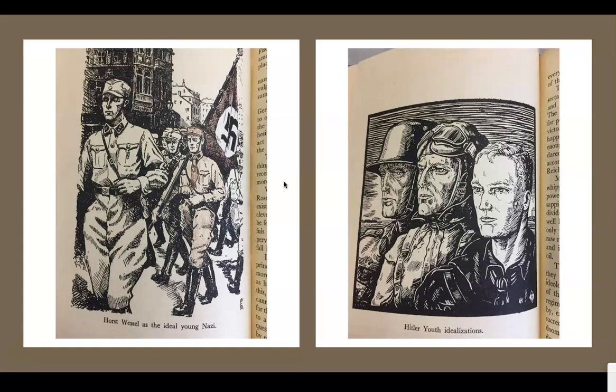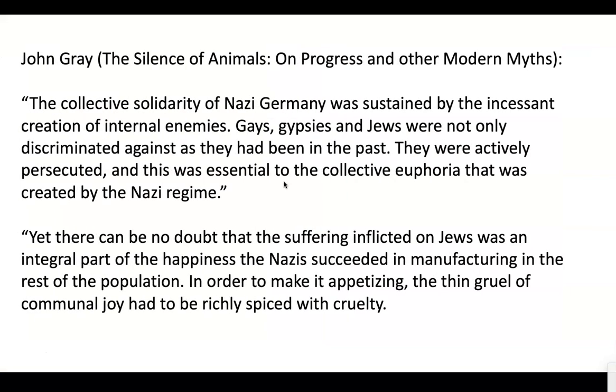So a lot of different ideas and ideologies were compounding together, and eventually came the Nazi movement.